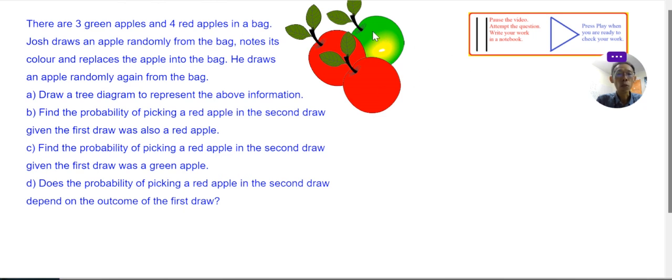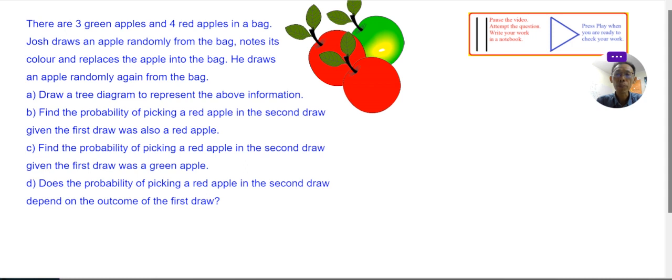All right, there are 3 green apples and 4 red apples in a bag, and you need to draw a tree diagram to represent this information. Josh draws an apple randomly from the bag, notes its color, and replaces the apple into the bag. Okay, so I understand now. So we have to draw the diagram.